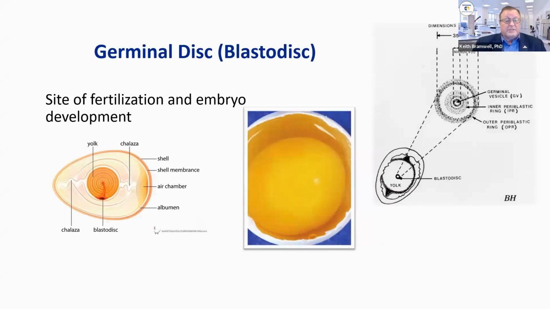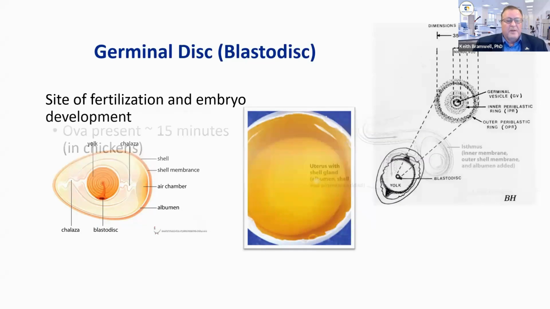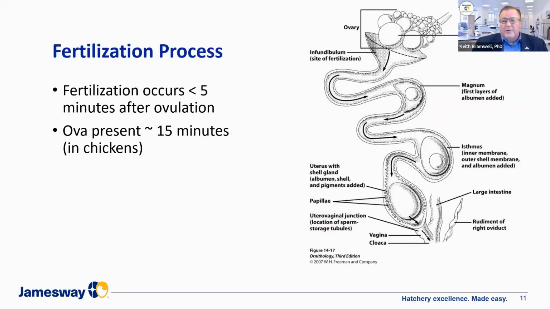The fertilization itself will occur at the germinal disc area. This is an infertile one, but that little white germinal disc, that dot that we see in there, is where fertilization and embryo growth and development will occur, in that spot on that egg. During that fertilization process, what's occurring here? Fertilization occurs within 5 minutes. The ovum is present in the infundibulum maybe 15 minutes, but within a few minutes, we're getting albumin already wrapped around that yolk, so the fertilization process stops.